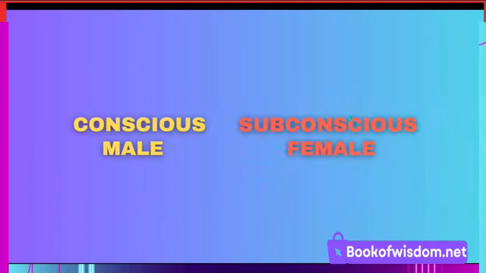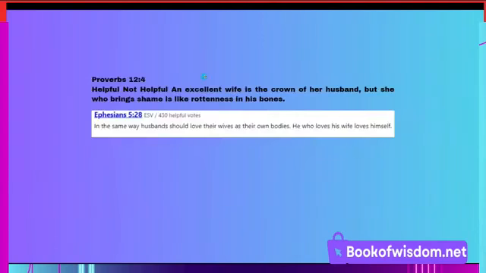The subconscious is the feminine, the conscious is the male. The Bible, of course, Proverbs 12:4: an excellent wife is the crown of her husband, but she who brings shame is like rottenness in his bones. In the same way, husbands should love their wives as their own bodies. He who loves his wife loves himself.